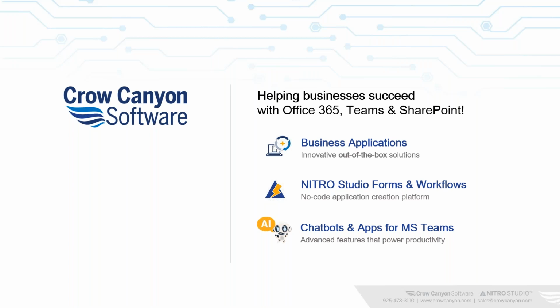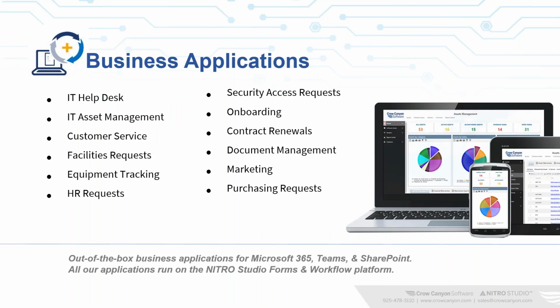So what we have out of the box for our business applications: we have the IT help desk and asset management, very popular. People use those often in conjunction with each other, so they manage their assets and their help desk tied together. We have a customer service application. We have a facilities and work order application that ties into equipment tracking. People track the equipment and maintenance and repairs on it and issue work orders.